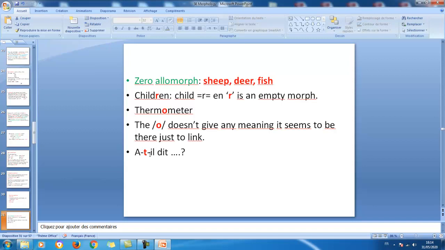Same thing in French. When you want to form the question here, il a dit, we say a-t-il dit. Now what meaning do we give to this t here? It does not have any significance, any meaning, apart from what we call the liaison here. It is just for the purpose of linking. So it's another example of empty morph. Now this O here in thermometer, we have therm and meter. This O here is something which is just added for linking purposes. The O doesn't give any meaning, it seems to be there just to link here. So this is another kind of special type that we call zero allomorph. Some people call them empty morphs here.